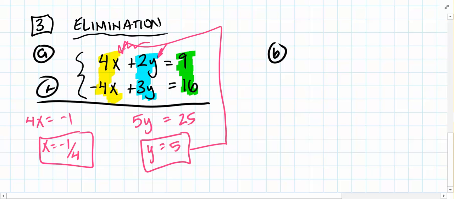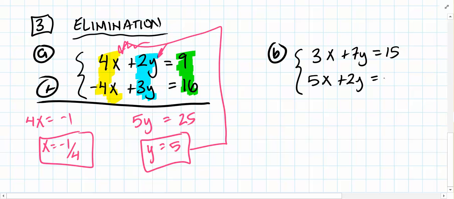This is the one that I kind of want to focus on, right? The more challenging one would be this. 3x plus 7y is equal to 15, and 5x plus 2y is equal to negative 4. So first of all, what makes this more challenging? Yeah, Rachel, what do you think? No x value nor y value is the same or opposite sign. So we actually have to do something. We have to make equivalent equations. Exactly. So what do you want to multiply the first one by?